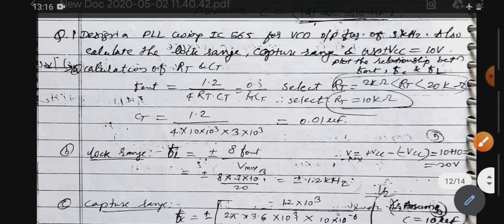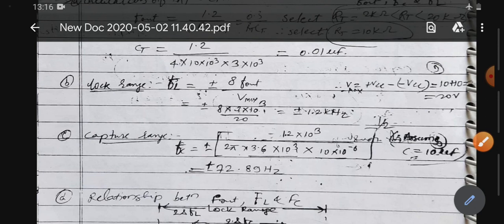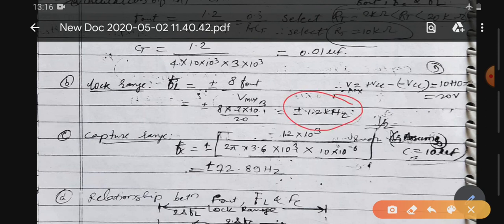Second, the lock range FL formula is plus minus 8 times FO divided by Vmax. VCC is given as 10 volt. So Vmax is equal to twice VCC. You will get 20 volt. By keeping the value, you will get plus minus 1.2 kilohertz, the lock range. It is the range of frequencies over which the PLL can maintain the lock.